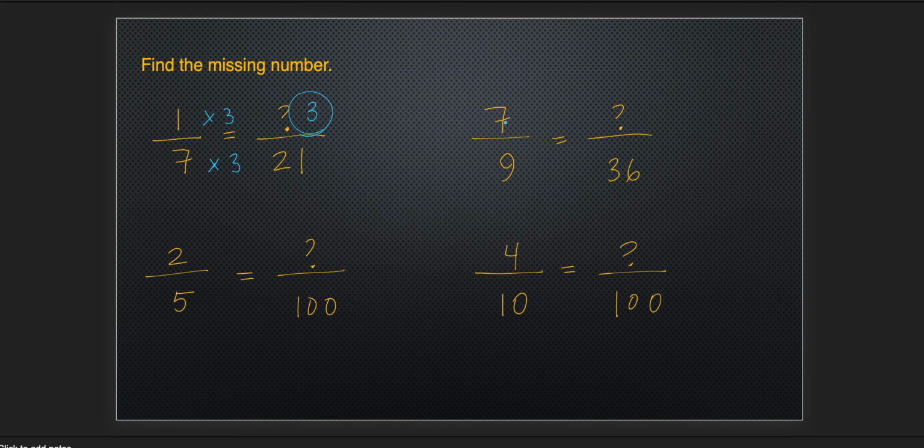Now we can go to 7 over 9 equals what over 36. Well, how did they get from 9 to 36? Since they're on the same levels, these are related. So 9 times what is 36? And that's 4. So we have to multiply 7 by the same number. And that'll give us 28 as the missing number.